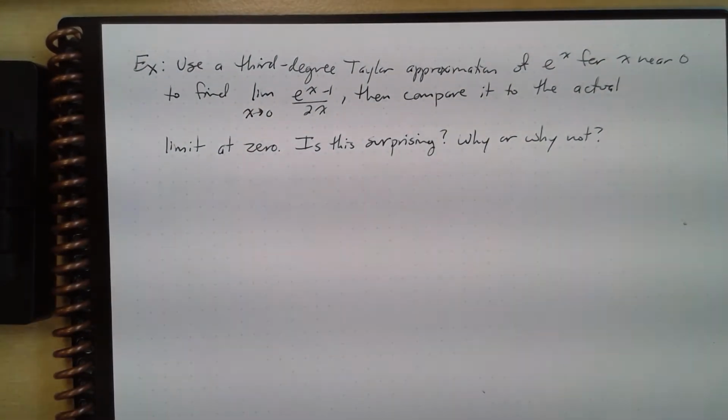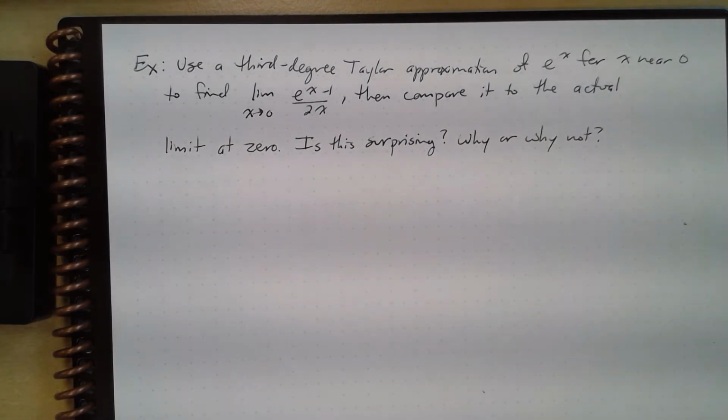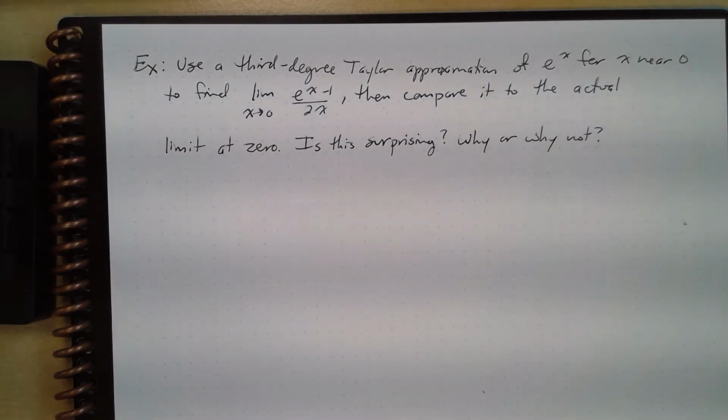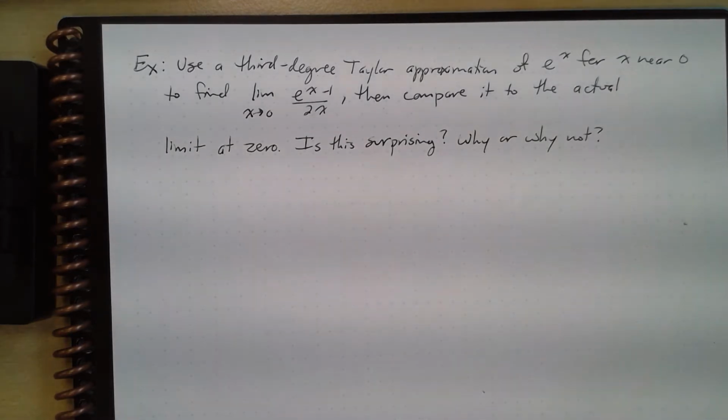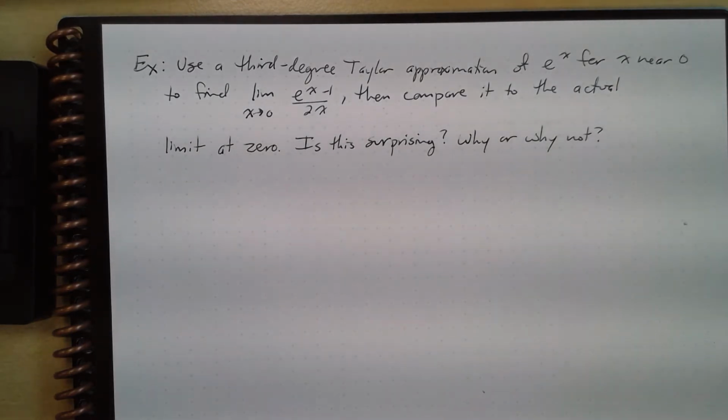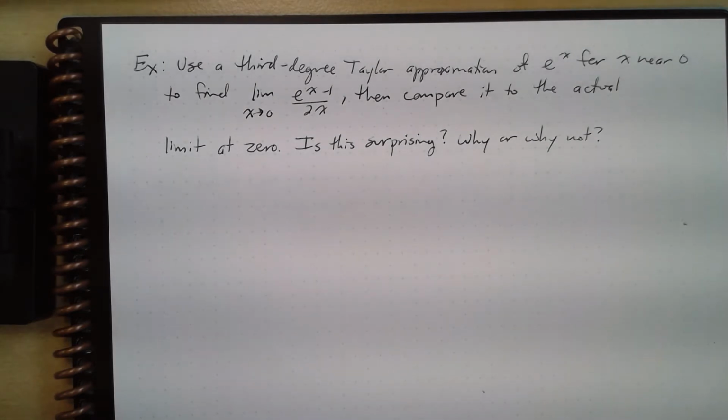Use a third degree Taylor approximation of e to the x for x near 0 to find the limit as x approaches 0 of (e to the x minus 1) over 2x. Then compare it to the actual limit at 0. Is this surprising? Why or why not?